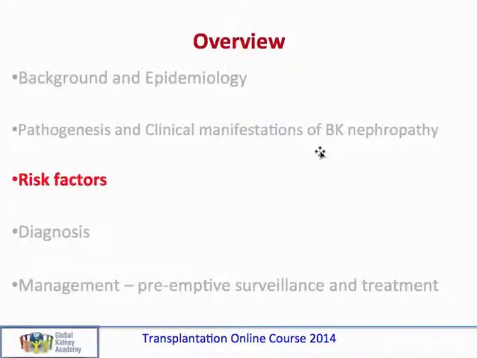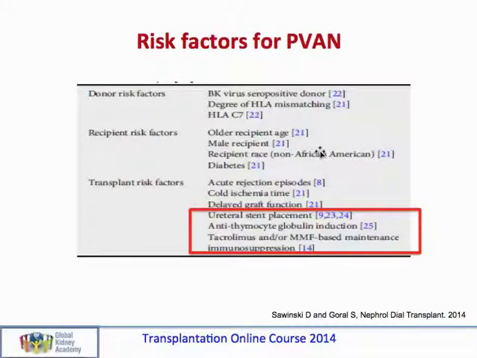And what are the risk factors for BK nephropathy? Well, these are the risk factors. The risk factors are related to the donor, so obviously if you have a BK virus seropositive donor, the degree of HLA mismatching seems to be important. More common in men, more common in non-African Americans, diabetics, and older age patients.